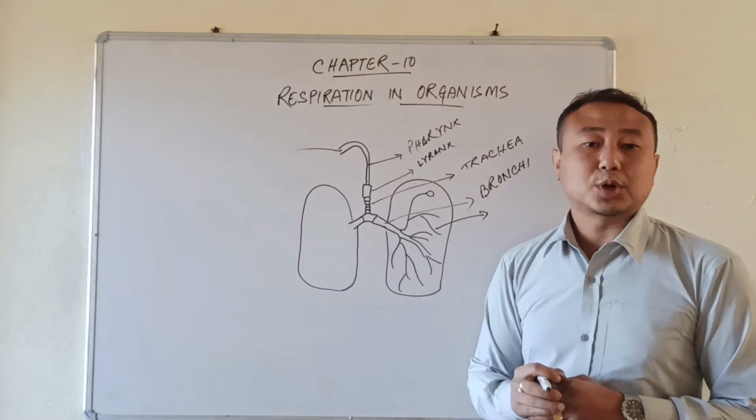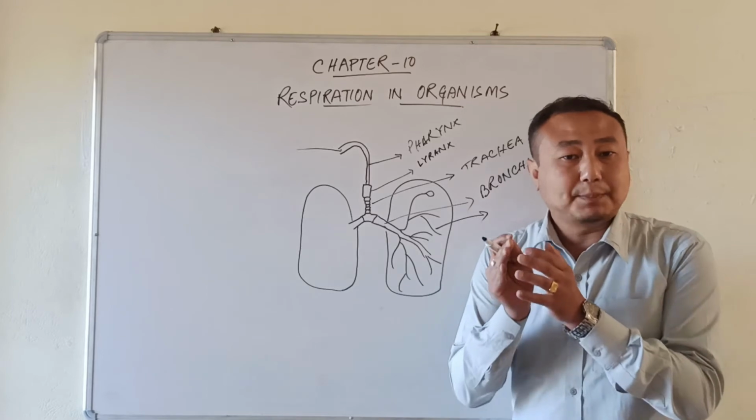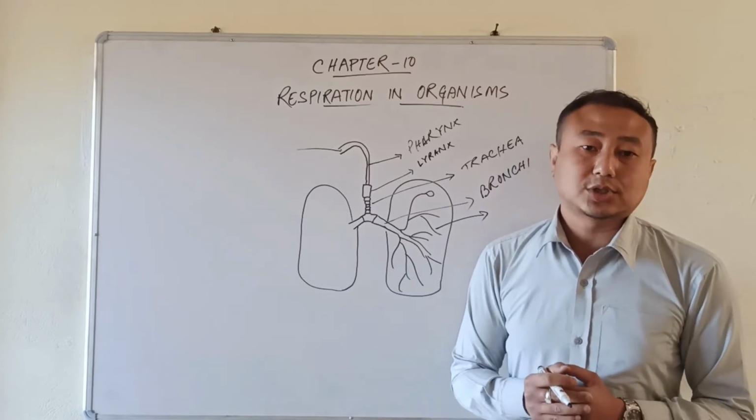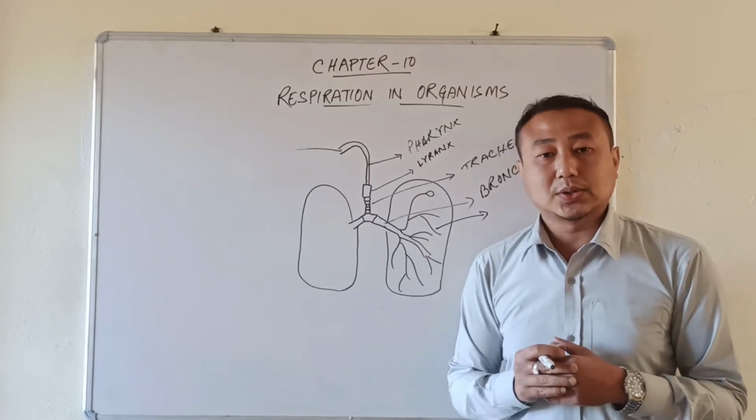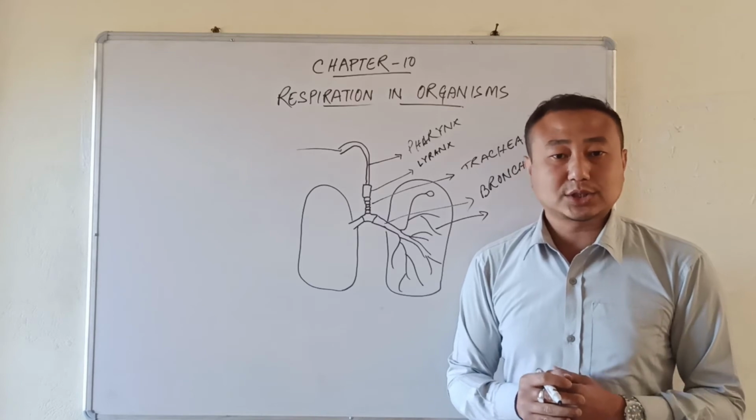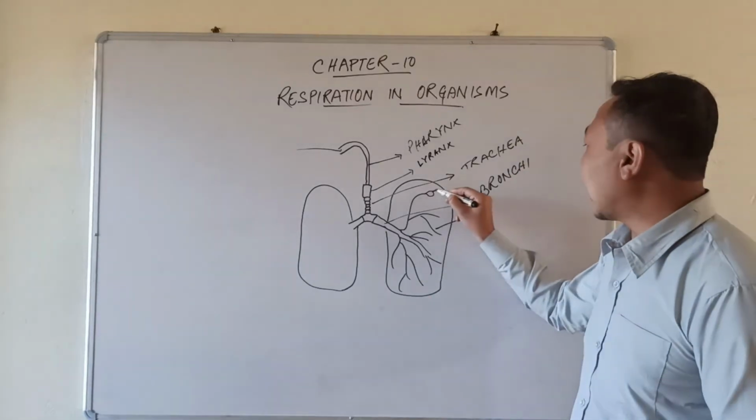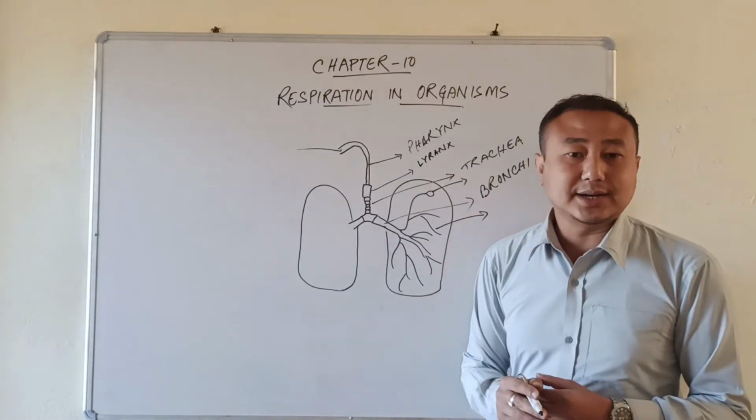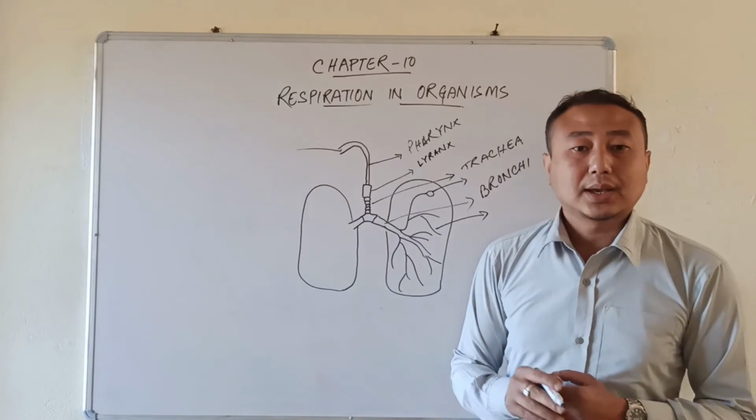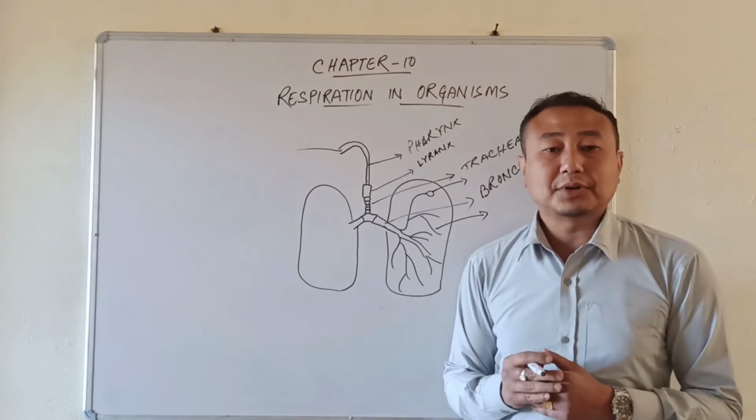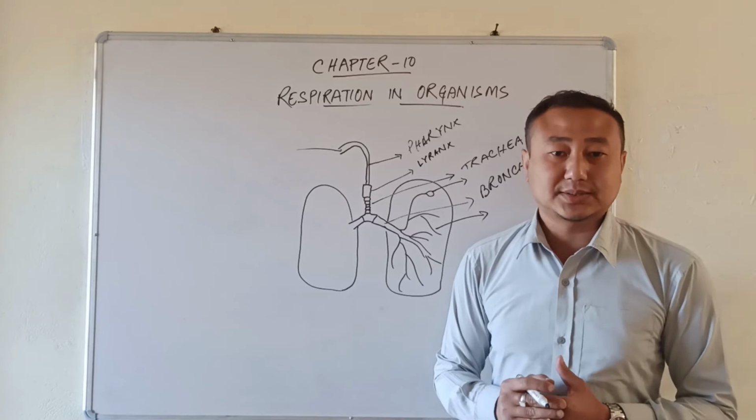At the tip of these bronchioles, there is a bag-like structure, a sac-like structure. The sac-like structure is known as alveoli or alveolar sac. The alveoli or the alveolar sac are connected with the blood vessels. Inside this, the exchange of the gases actually takes place.